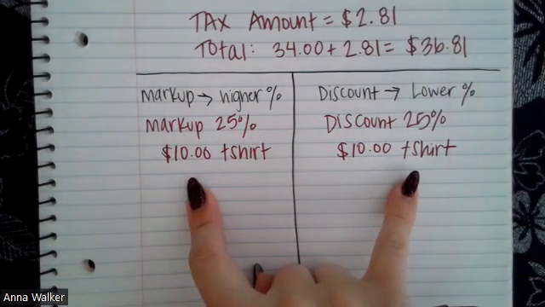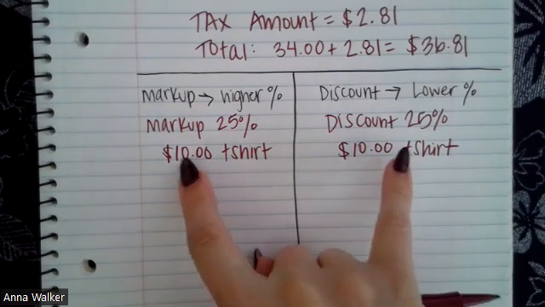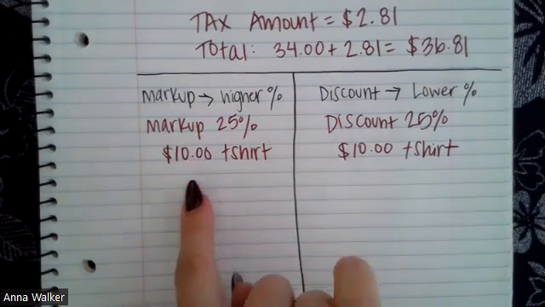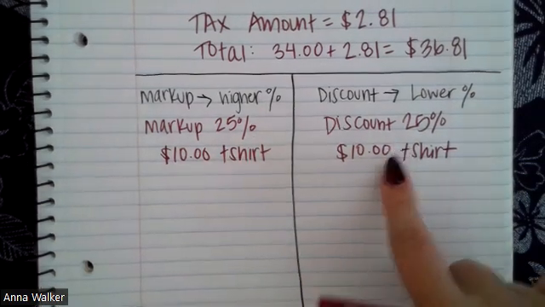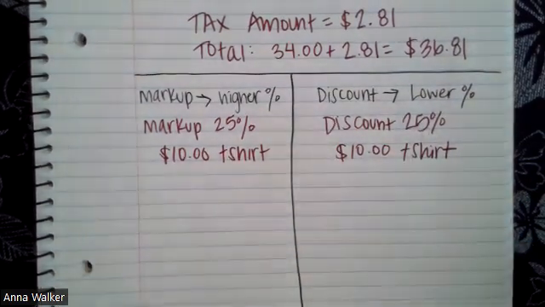Okay, I put it in both columns here. And let's say we're going to calculate what the markup of this t-shirt would be if it was marked up 25%, or what the price of this t-shirt would be if it was discounted 25%.